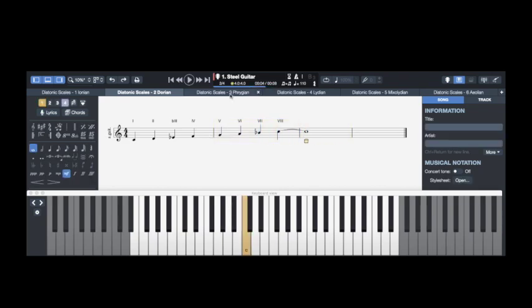And then there is the Phrygian mode, which has a minor second, and apart from that, it is a minor scale. You have the minor third, the minor sixth, and the minor seventh. And it sounds like this. And those are the modes.